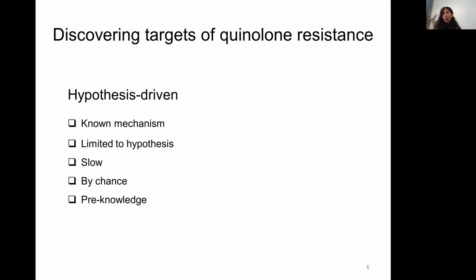The known mechanism of quinolone resistance in GLBIO and parS was discovered with a hypothesis-driven approach. Although this is a good approach as the mechanism of resistance is well understood, it is limited only to the hypothesis. It is slow and it needs lots of knowledge.